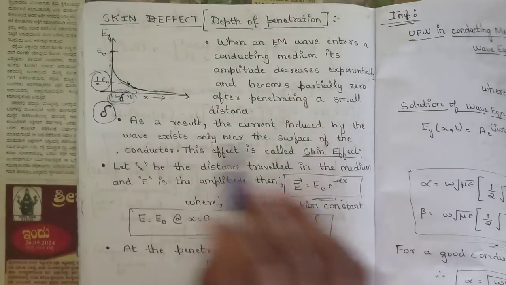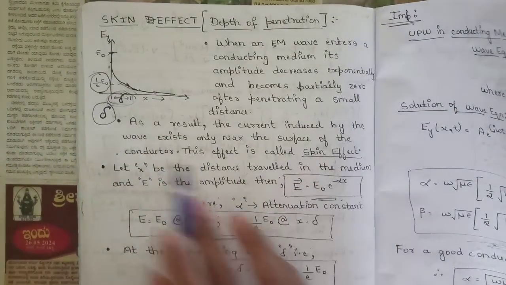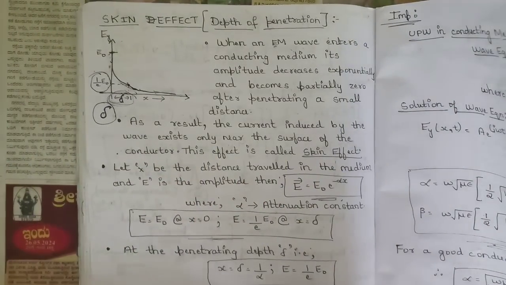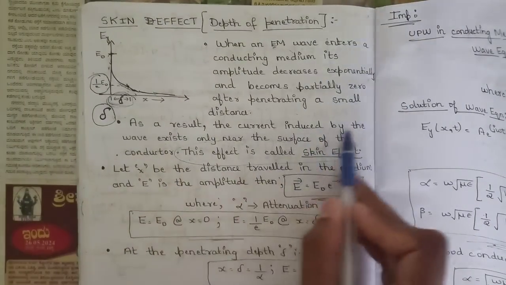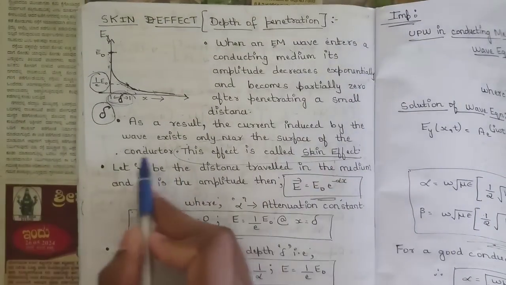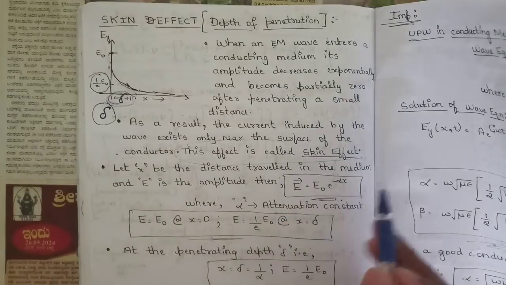As a result, the current induced by the wave exists only near the surface of the conductor. That's why this effect is called the skin effect. Because the current induced by the wave exists only near the surface of the conductor, not in the whole part of the plane, it only exists near the surface of the conductor, and this effect is called the skin effect.